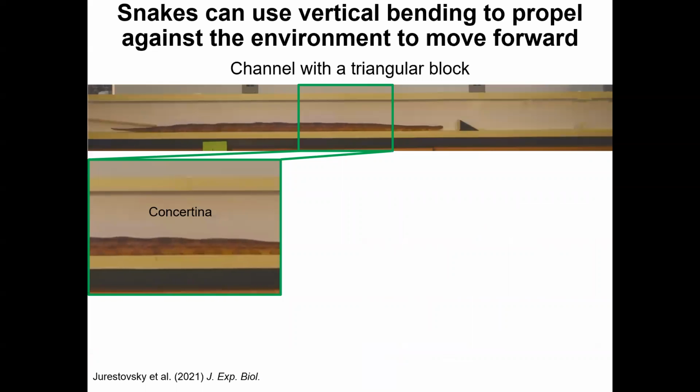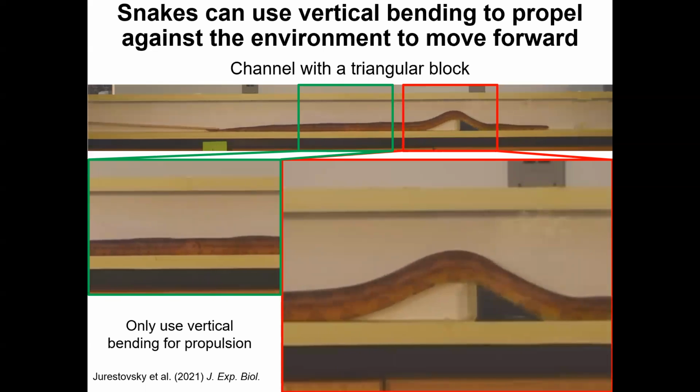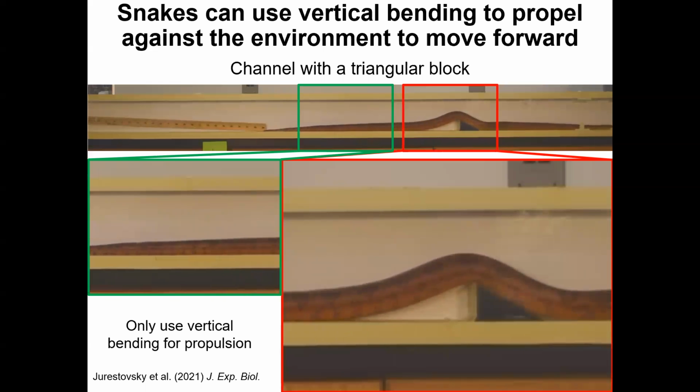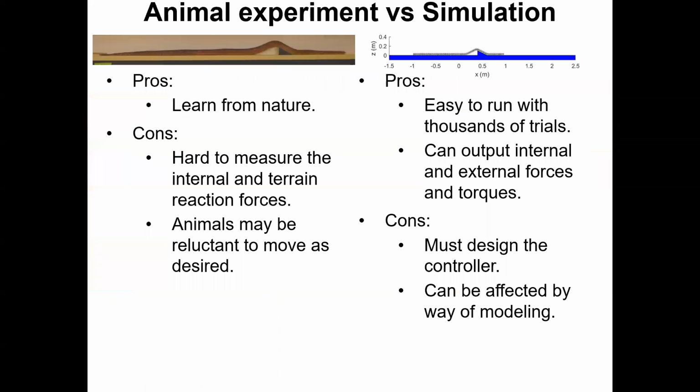They also found that the snake can do similarly in a channel with one triangular block. Initially, the snake uses concertina gait to slowly move forward, but concertina is no longer needed once it reaches the block and starts using vertical bending.